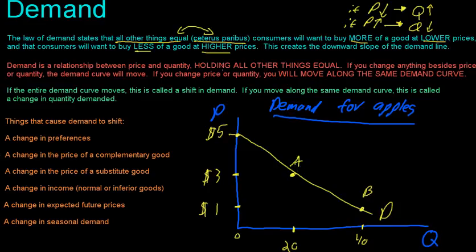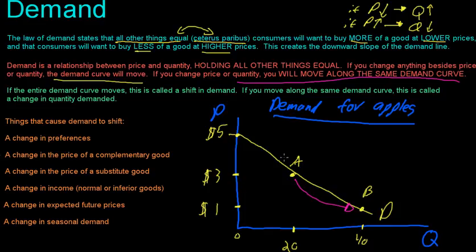Okay, so demand is a relationship between price and quantity, holding all other things equal. So if you change anything besides price or quantity, the demand curve will move, and this is called a shift in demand. But if you change price or quantity, you will move along the same demand curve. So that's exactly what we were just talking about from point A to point B. We're changing price. If the price of apples goes from $3 to $1, you will go along the same demand curve, the same line, from point A to point B because price changed.